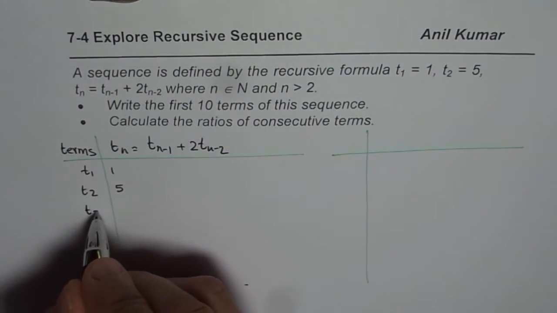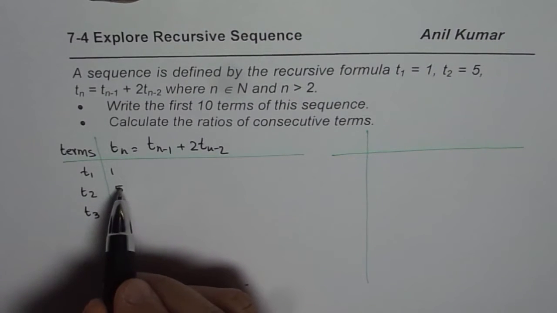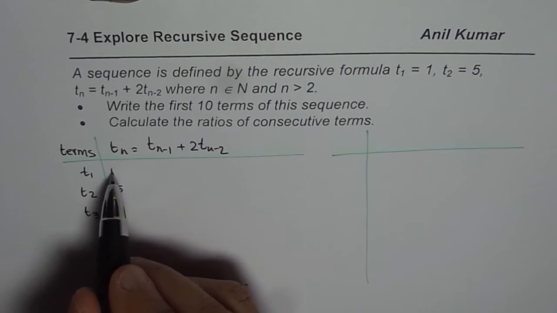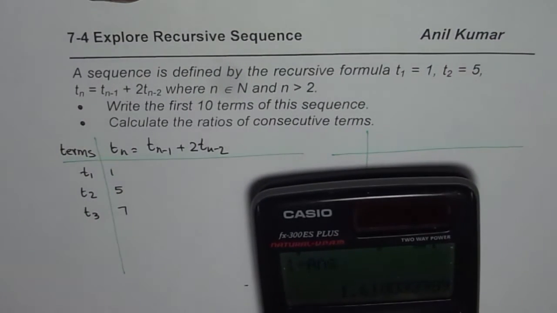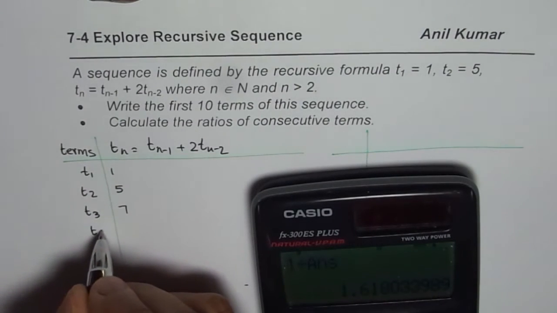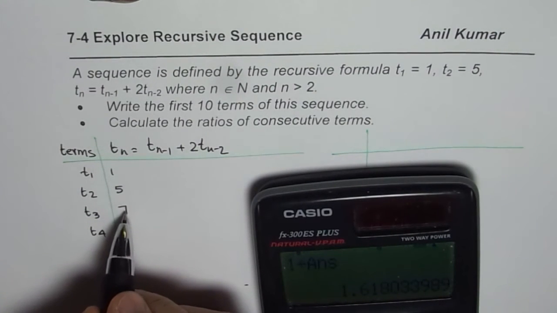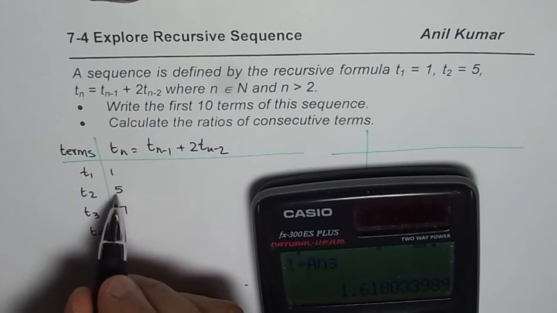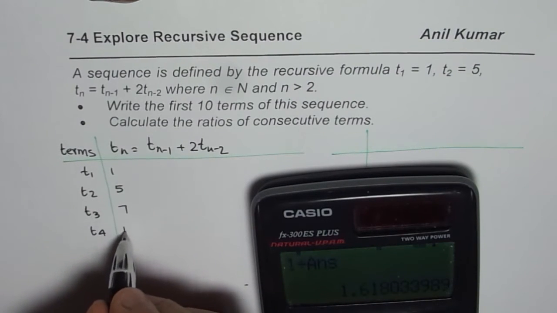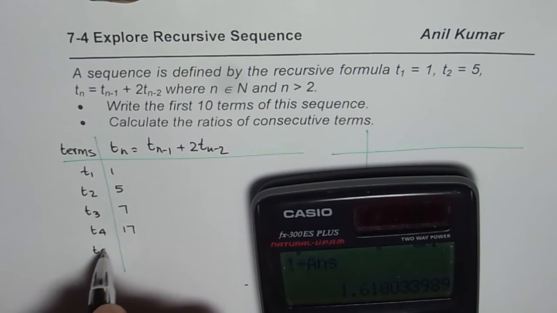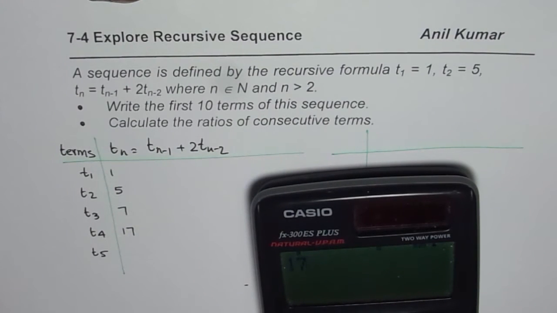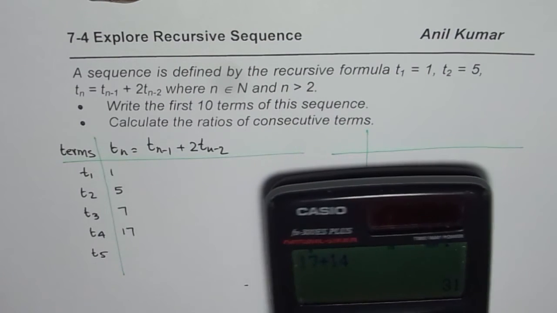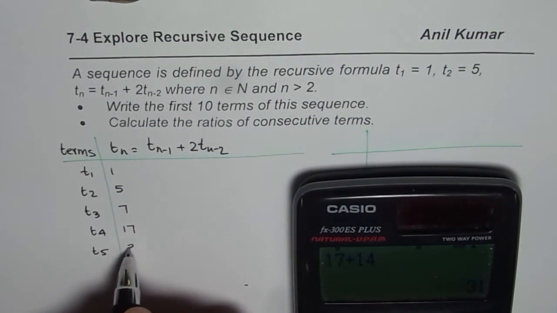So t3 is equal to 5 plus 2 times 1. Remember that part. So 5 plus 2 times 1 will be 7, okay? So we need a calculator to fill in other numbers. Now t4 will be 7 plus 2 times 5, right? 2 times 5 is 10. 10 plus 7 is 17. t5 will be 17 plus 14. So let's use the calculator straight away. 17 plus 2 times 7 gives us 31.